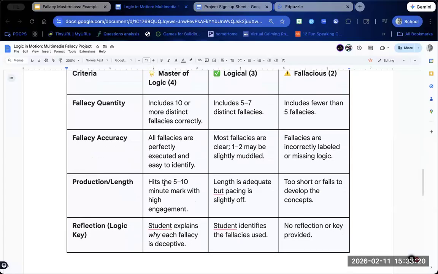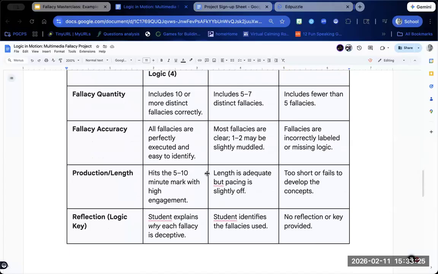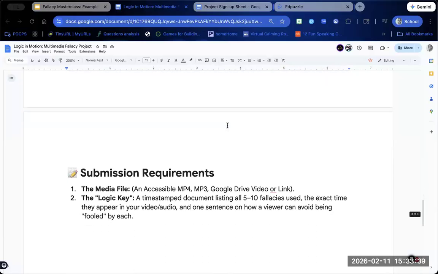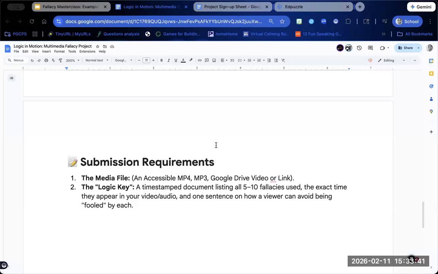The product length is at least 5 to 10 minutes, okay? And then you have your reflection, where you explain why each fallacy is deceptive or erroneous, okay? You could do that in between the fallacies, or you could just wait to do that at the end, okay? So that's what it takes to earn a 4 in each category. You want to ensure that the file is accessible. You all will submit this either on a Padlet or a Wakelet that Dr. Millard or I will present, and it needs to be accessible, okay?